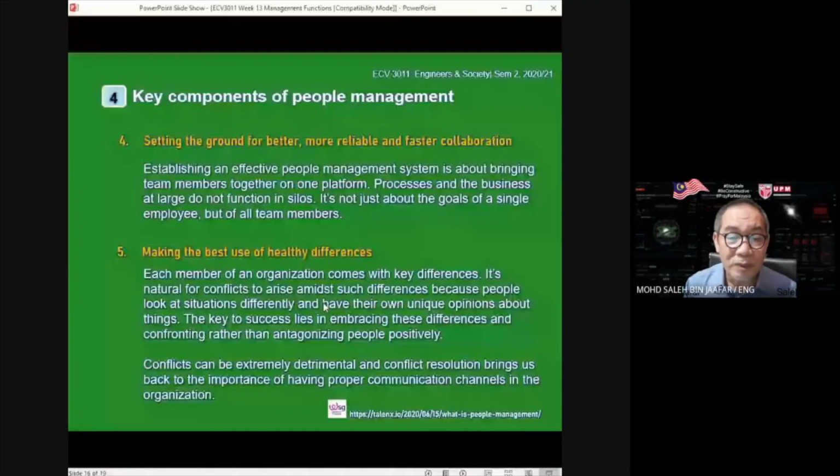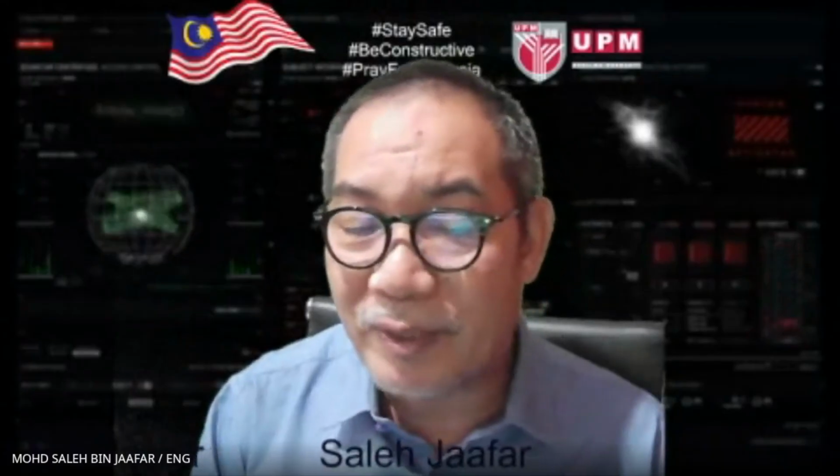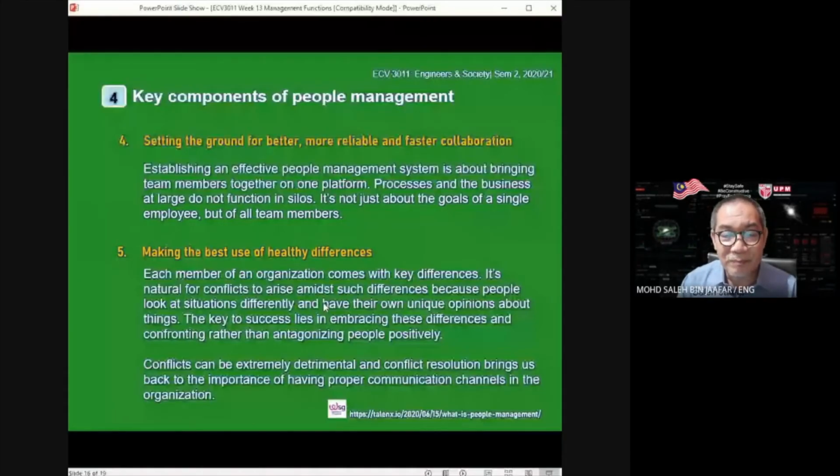And I think what is also important, point number 5, is making the best use of healthy differences. Many of us are sometimes not comfortable with people with different views, different opinions, different cultures, but we cannot avoid these differences. We are even different in the drink that we prefer. Some of us like tea, some people like Nescafe, some like latte, some like juice. We are different even in the food and the drink that we take, more so in the views and the approach that we have.